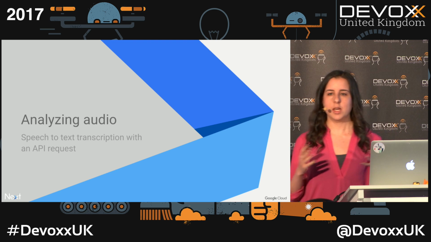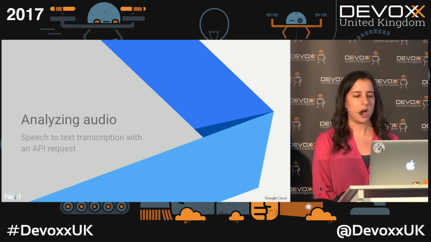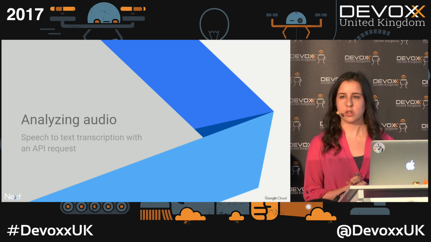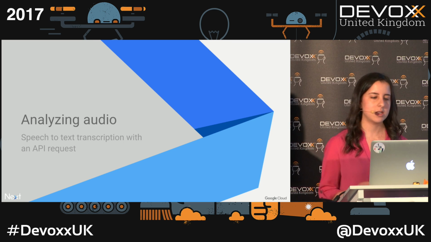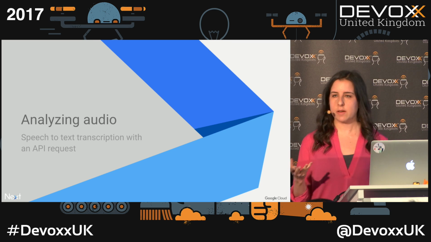So images is one type of unstructured data we want to analyze. Next, I'm going to talk about analyzing audio. So has anybody used an app on their phone that does speech-to-text transcription? Voice dictation app, looks like a few hands. So the APIs that can help you with this can basically expose that functionality to developers.